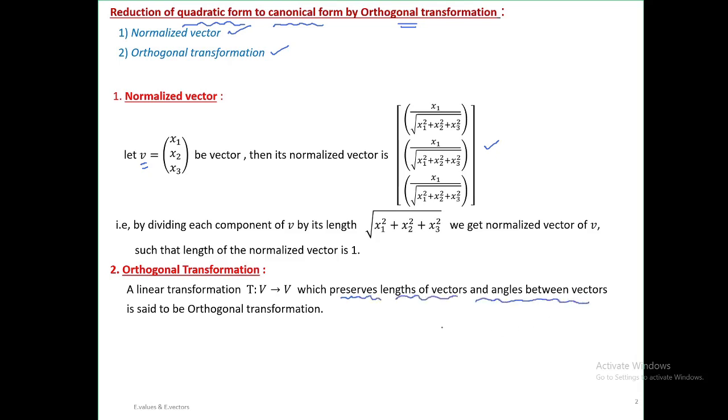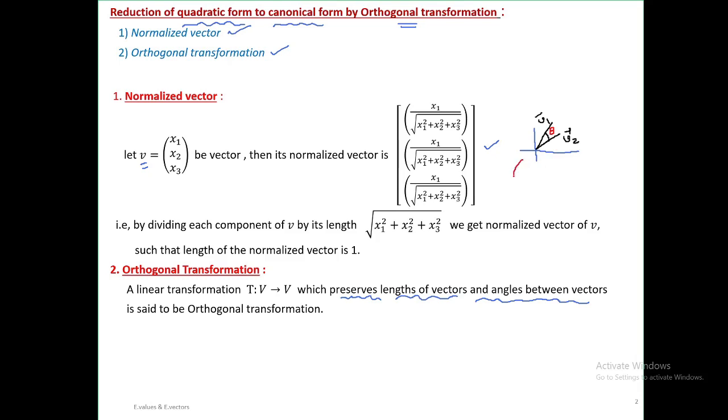Its meaning is, for example, let us take two vectors. Assume this is v1 bar and this is v2 bar. Two vectors I have taken. The angle between these two vectors is some theta. So this is before transforming. Before transforming, two vectors v1 bar and v2 bar I have taken.